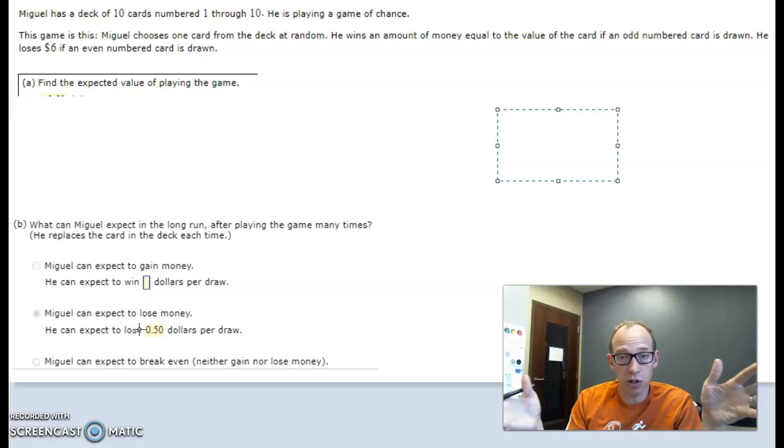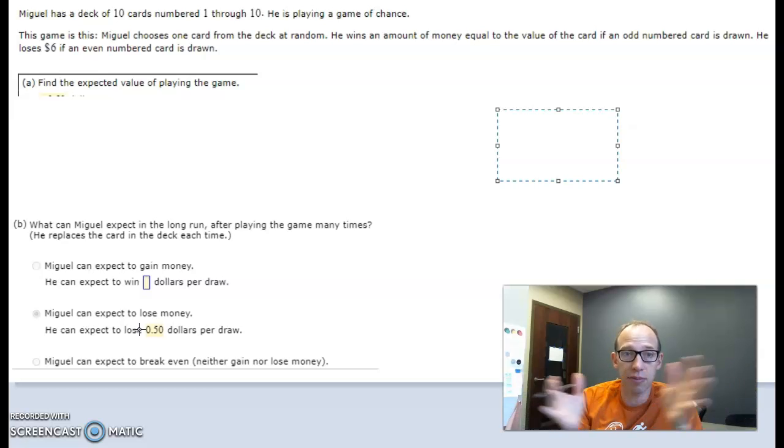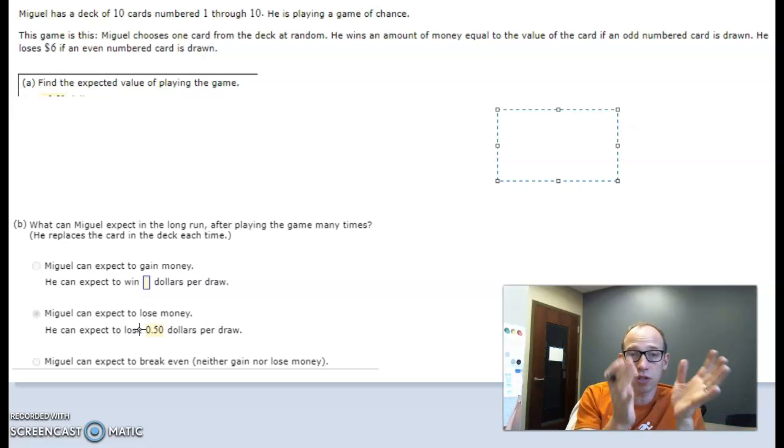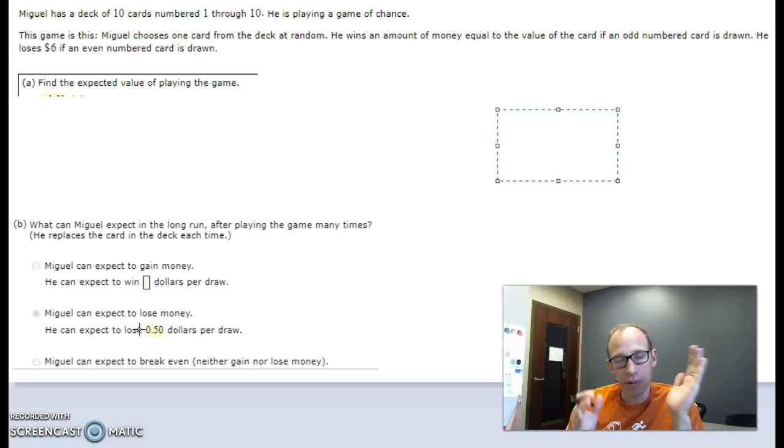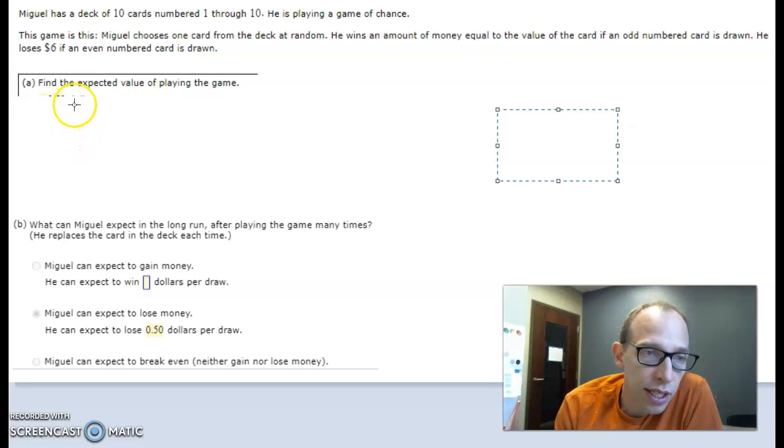Of course, you want your total possibilities to add up to 1 to be a valid probability distribution. You can use that as a double check. All the different probabilities should add up to 1. But what you do then is you take each value times its probability, add those up, and that's your expected value.